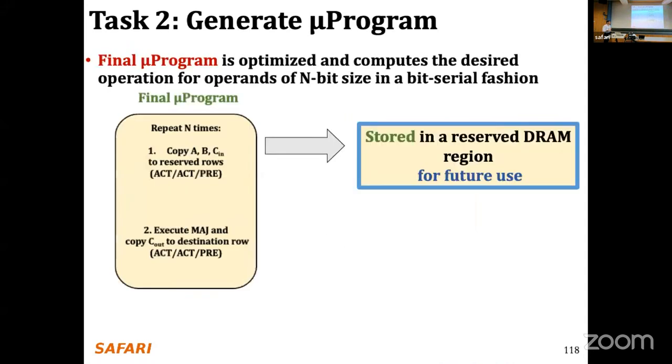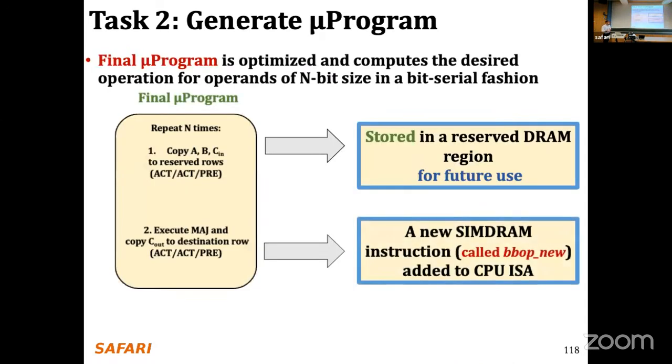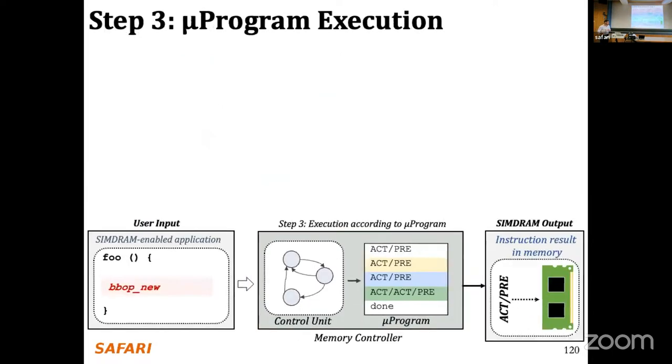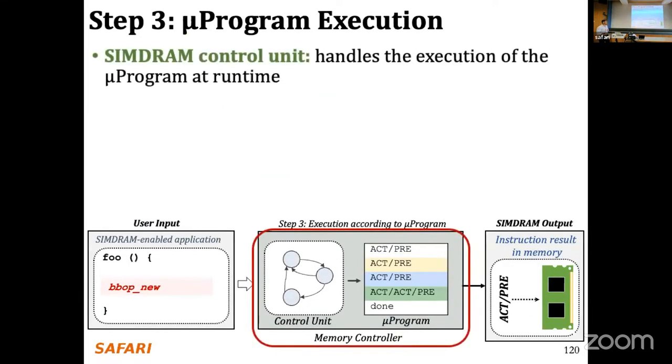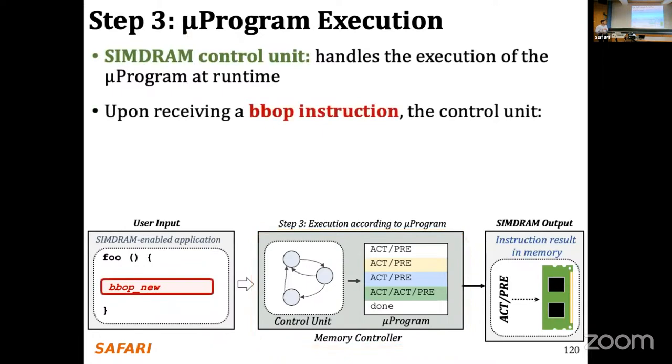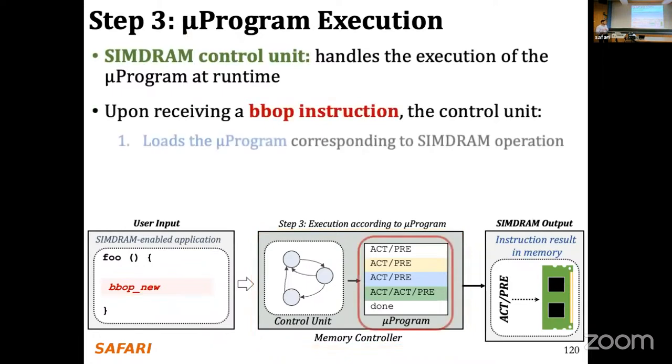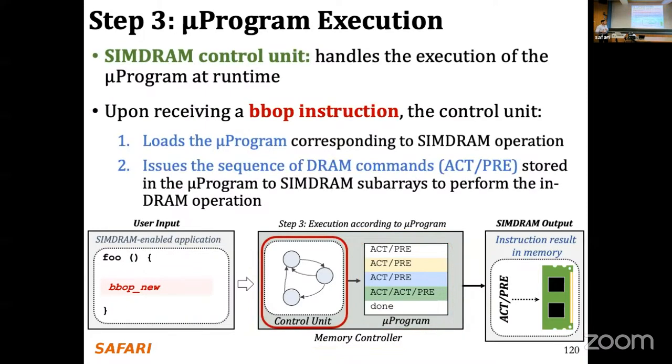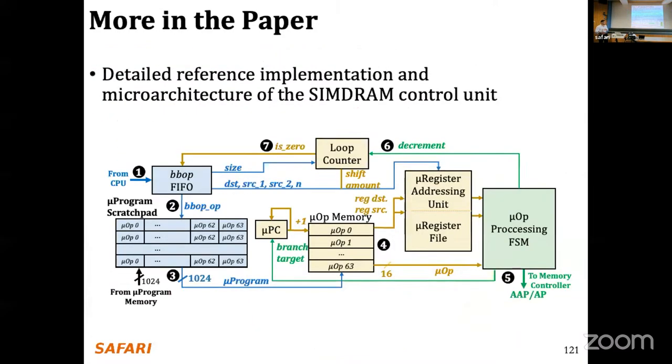And this is it, the final microprogram. This is going to be stored in DRAM for future use. And you're going to have a new instruction, called the bbop instruction, that's going to be added to the CPU ISA to index this particular microprogram. So the last step is to execute this microprogram in DRAM. We have a control unit placed in the memory controller that receives this bbop instruction, translates it into its appropriate microprogram, and also issues the DRAM commands to the DRAM chip itself.